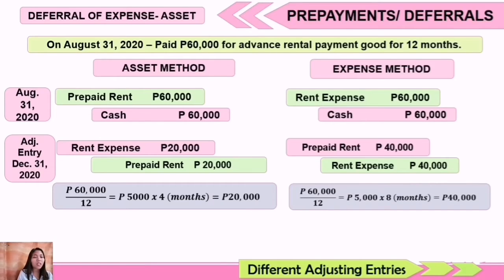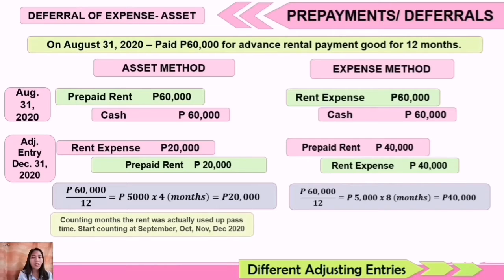Under here, we are to compute for the remaining months of our rental payment. So 60,000 divided by 12, 5,000 times 8 months. Why 8 months? Since this is August 31, good for 12 months, we will start with September up to August 31 the next year, 2021, and we have consumed up to December, so we will start counting with January up to August 31 the next year.